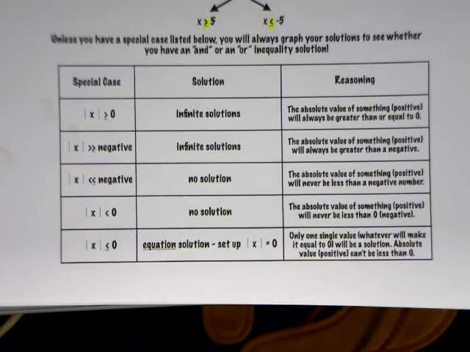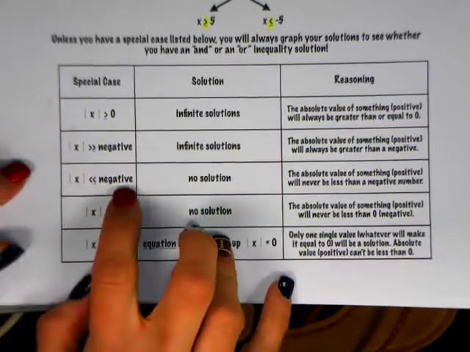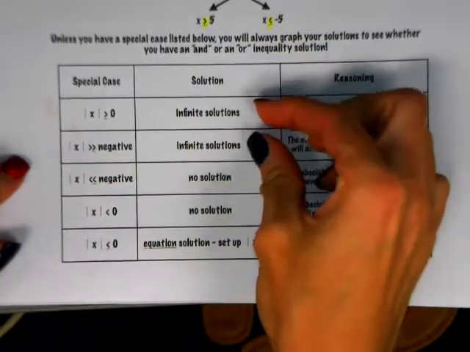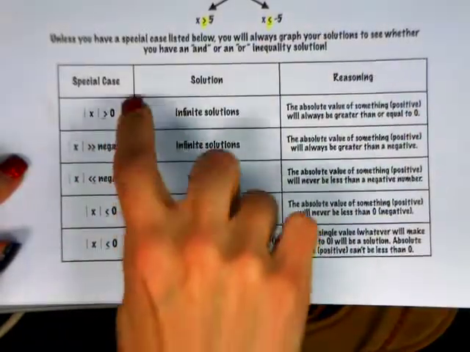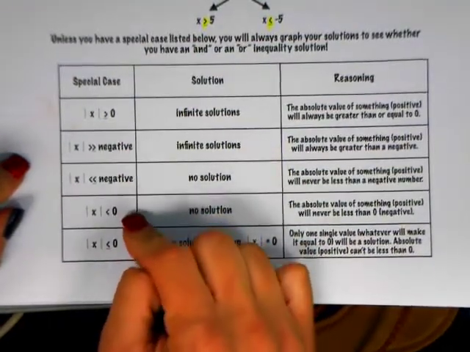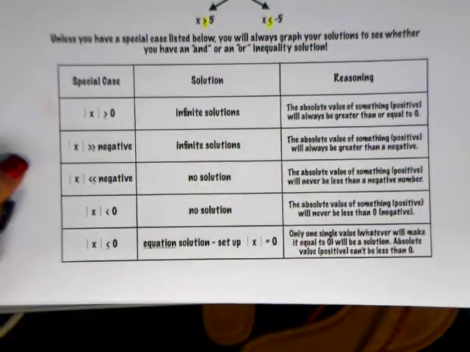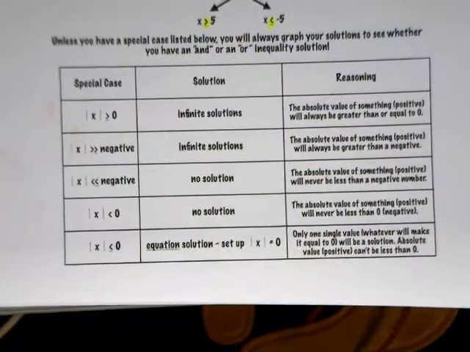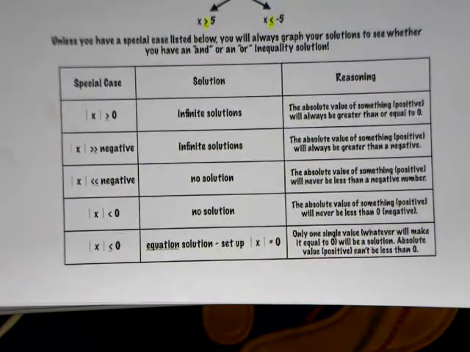Yes, but absolute value can't be negative. So since this is absolute value, we have to figure out, so infinite solutions is going to happen when you have every positive number and 0 included in that. No solution happens when the only option is negative numbers in that. Okay? And then the fifth one is just kind of a weird one.